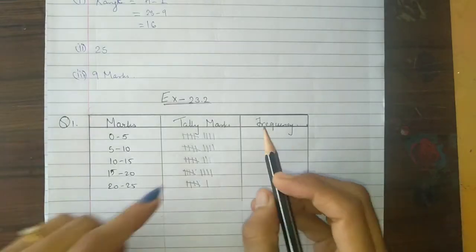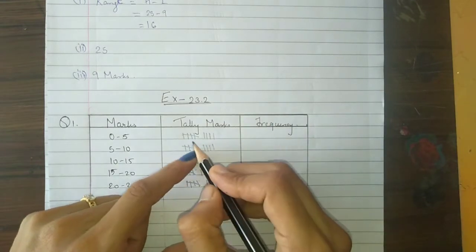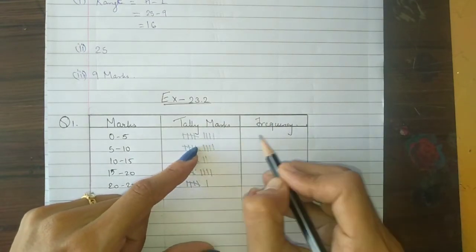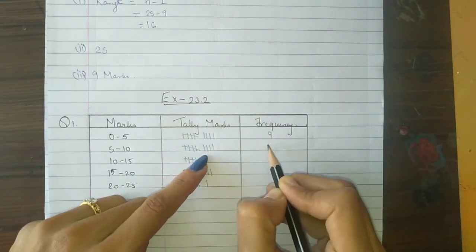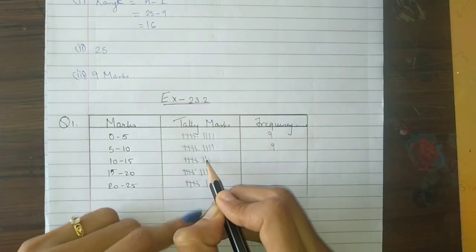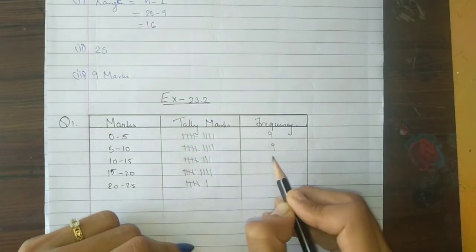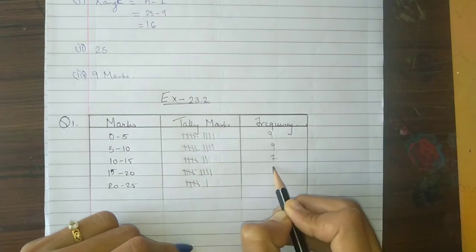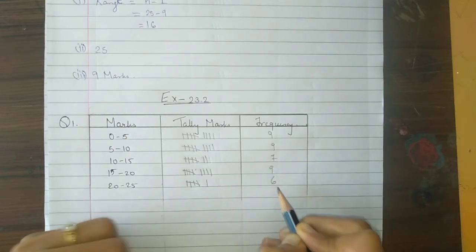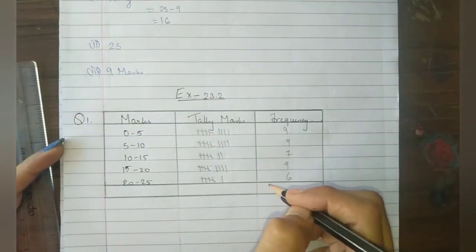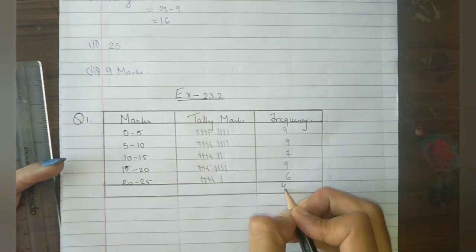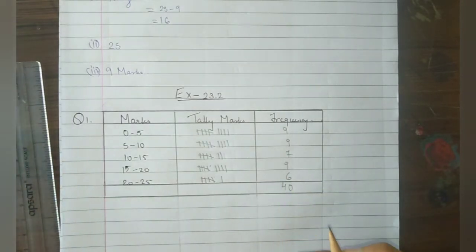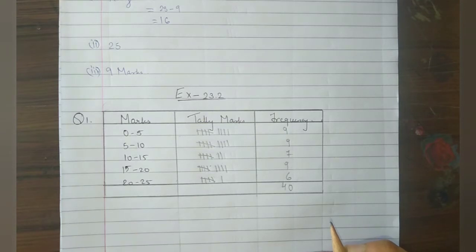Now count the tally marks and write in frequency. So 5, 6, 7, 8, 9. So 9, 5, 9 here. 5, 6, 7, 5, 9, 5, 6. Now the total, if we add it, the answer will be 40. Okay, this is your frequency table.